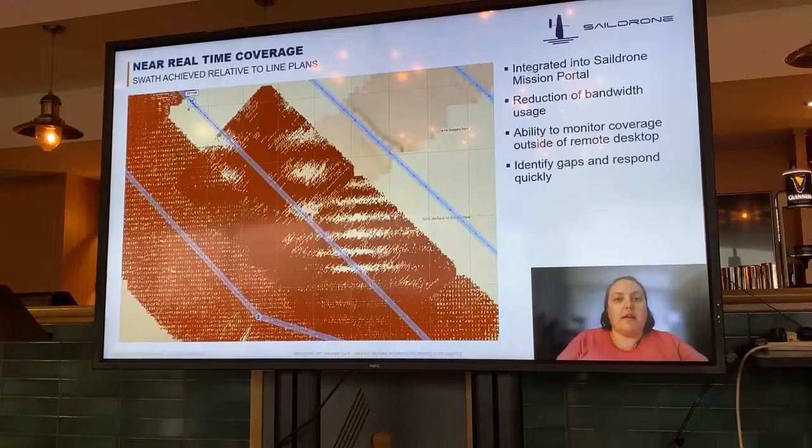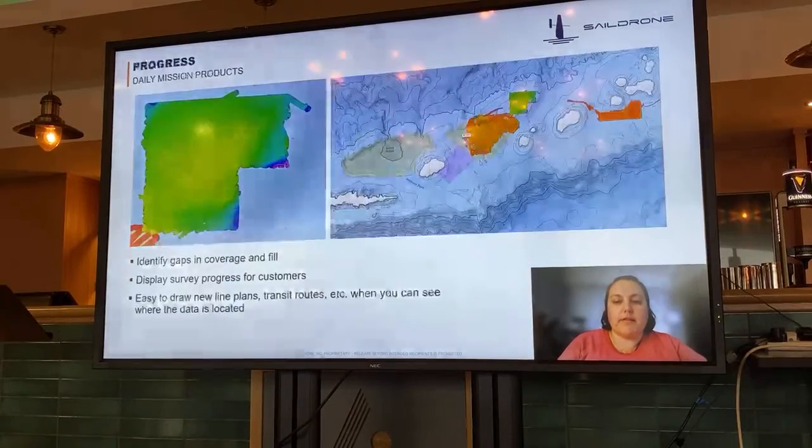So for the surveyors on duty, monitoring the systems, the mechanism you saw is the near real-time coverage layer in our mission portal, which shows us the mapping data and, most notably, measures the overlap and makes sure that we have the appropriate amount of line spacing.